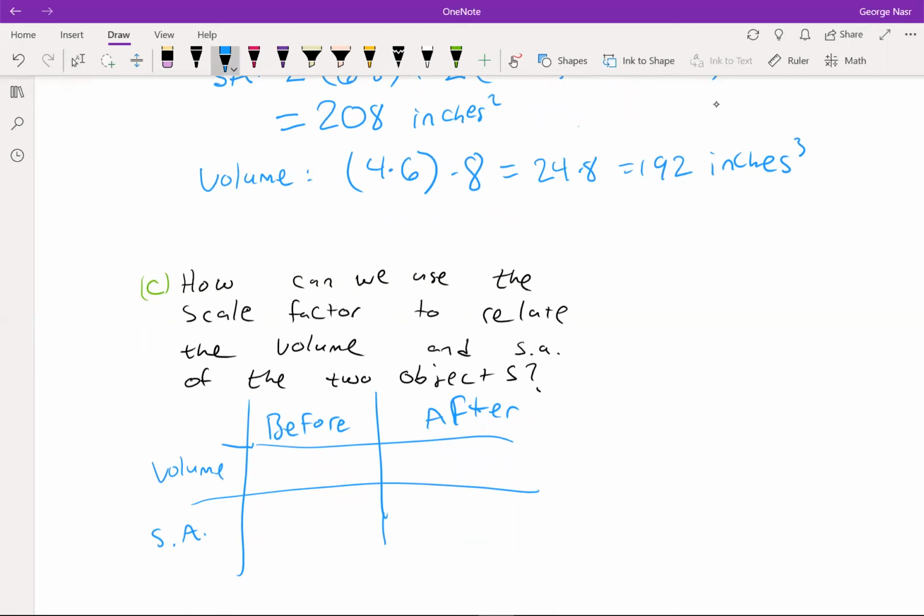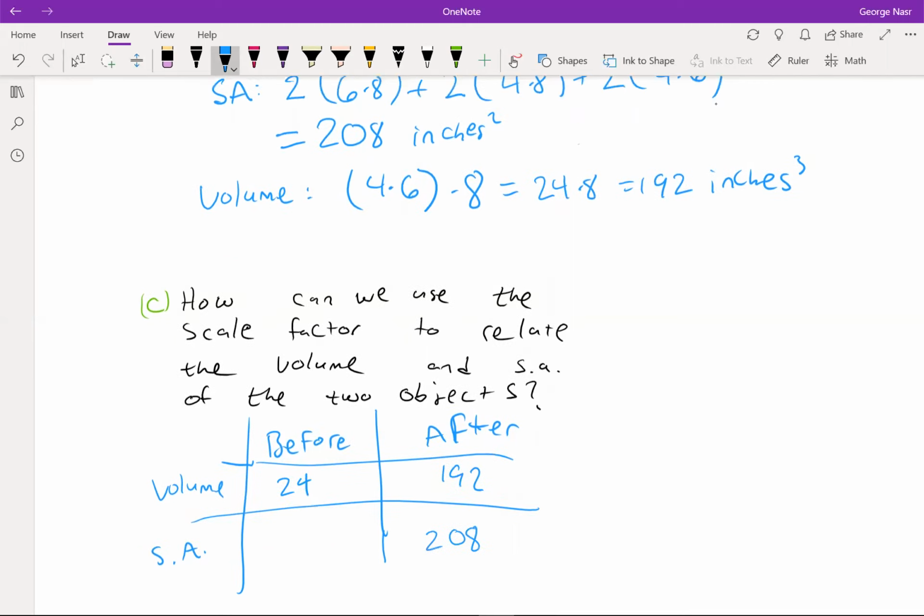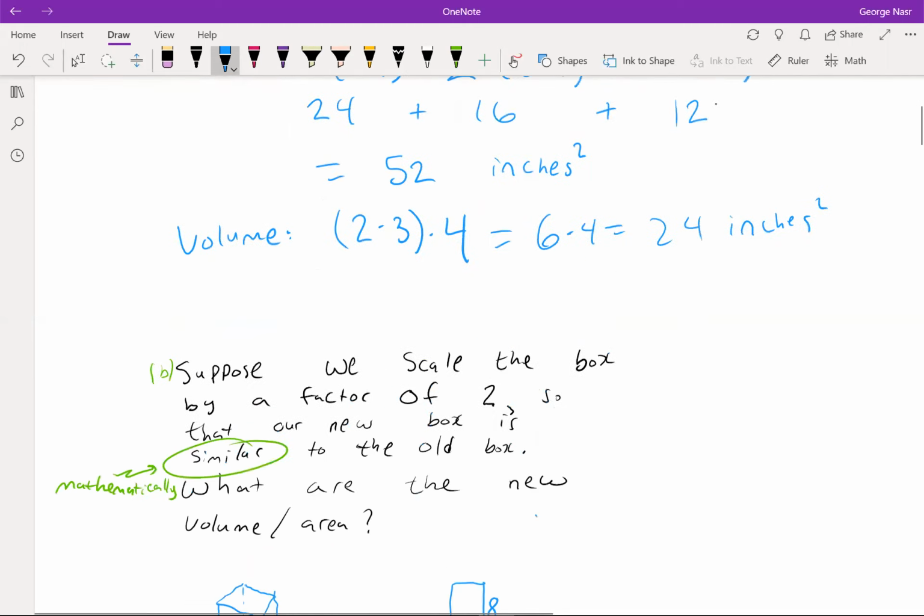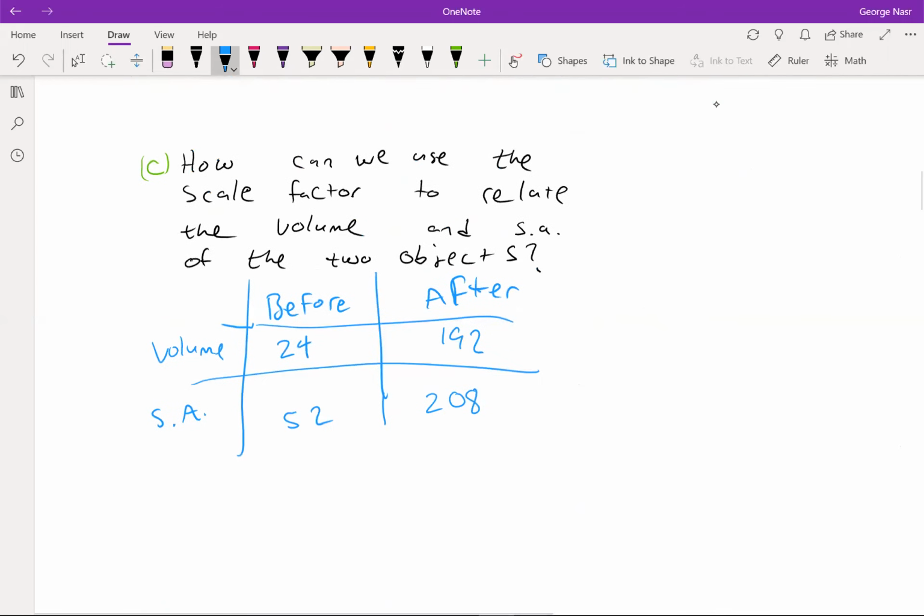So the volume after is 192. The surface area after was 208. And then the volume and surface area before, this one was 24. The first one was 52. So my question is, how can we compare these two together and these two together using the scale factor?